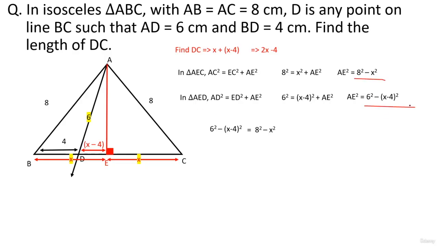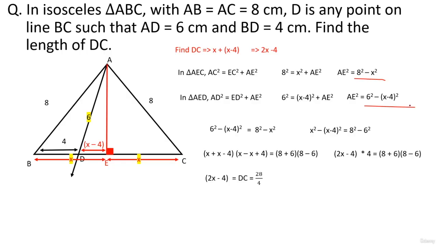Okay, we just equate these two, and constants on one side, the variables on the other, we use A square minus B square, A plus B, A minus B. So X plus X minus 4 and X minus X plus 4 on the left hand side. Right hand side will be 8 plus 6, 8 minus 6. Okay, so X minus X cancel हो जाएगा left hand side पे. So you will have only 4, and on the right hand side you will have 8 plus 6 into 8 minus 6. Okay, 2x minus 4, it will be DC equals to 28 upon 4 equals to 7. This is your answer. See there, 2x minus 4 मिल जाएगा, right? Okay, so the answer is 7.